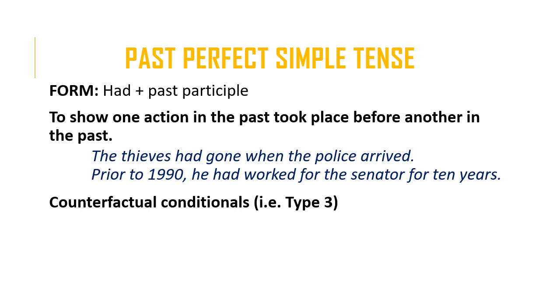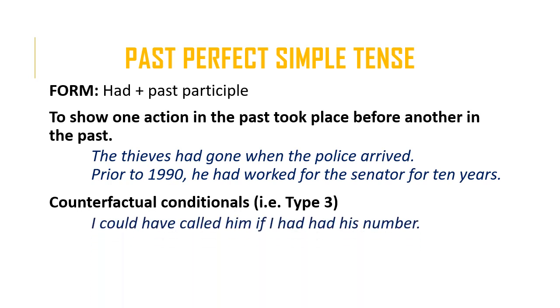A second common use of the past perfect simple is for counterfactual conditionals. In other words, type 3, as they're known in some grammar textbooks. For example, I could have called him if I had had his number. So the past perfect is in the if clause, if I had had his number. The first had is of course the helping verb had, and the second one is the main verb.